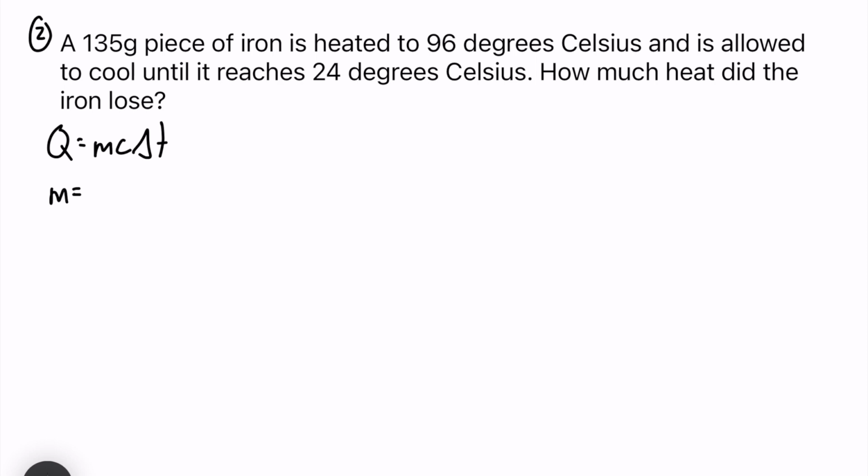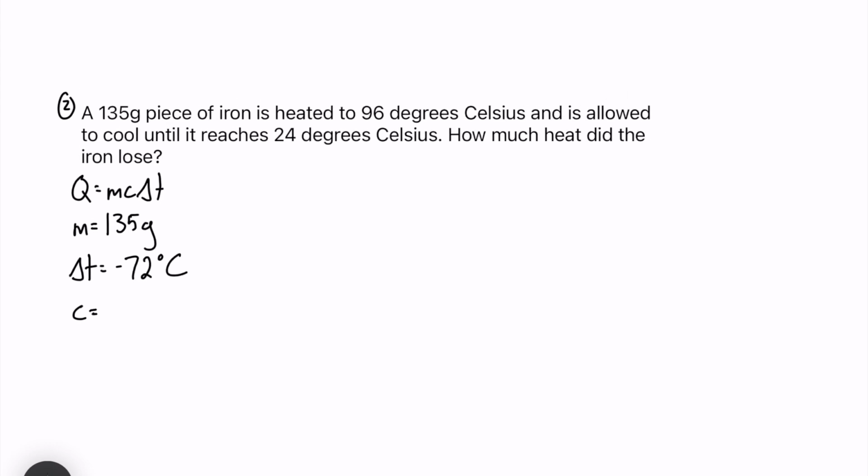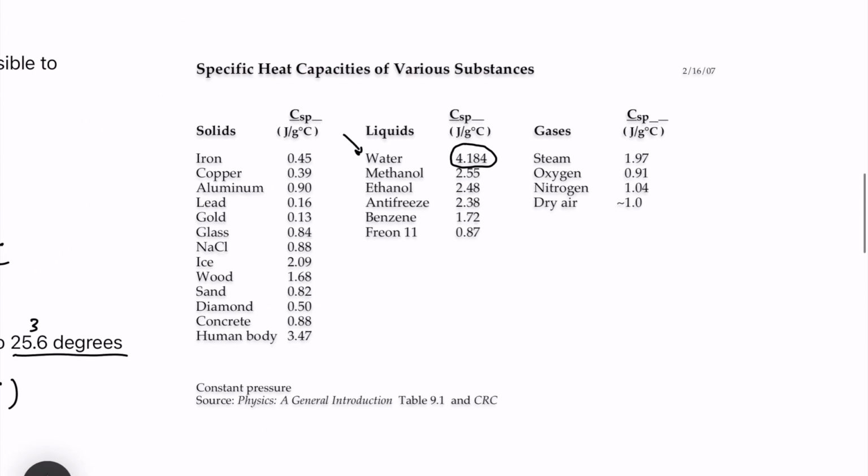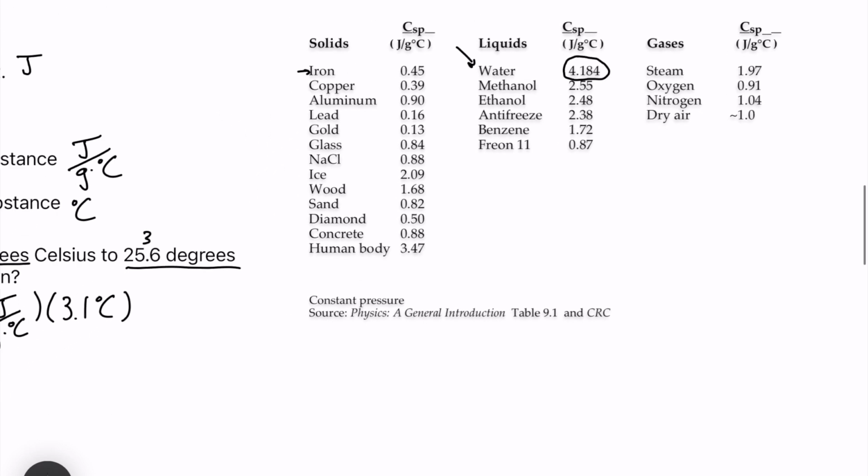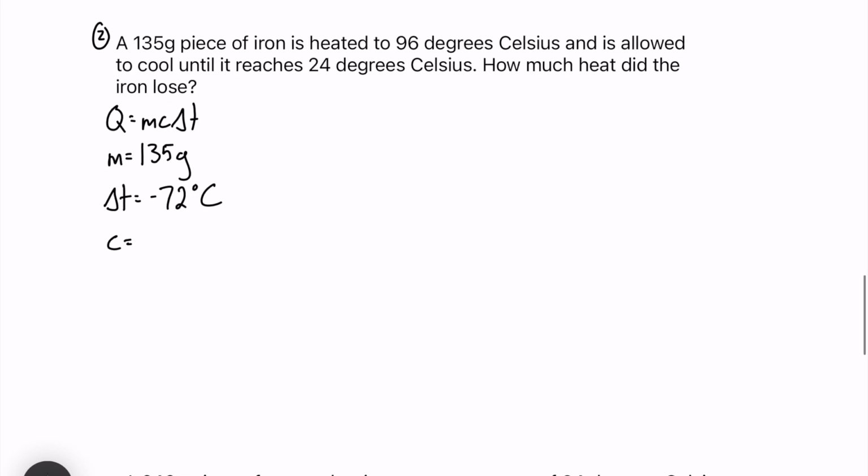Our mass is going to be 135 grams. Our change in temperature, let's take a quick look. So we're going to go 96, subtract 24. So the difference there is 72 degrees, but because the temperature decreased, we are going to say negative 72 degrees Celsius. And finally, we can also figure out our specific heat capacity of iron by taking a look at that chart. So let's scroll up to the chart and find iron. Looks like it's right there. So we have a C value of 0.45. So let's write that down.